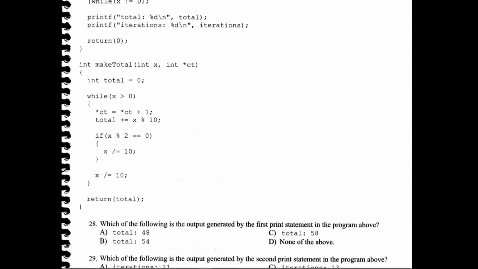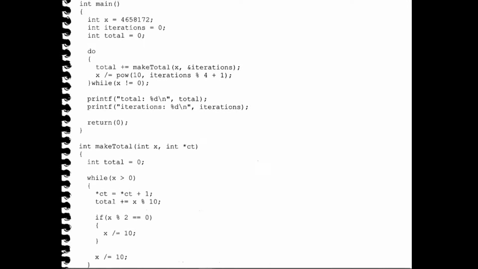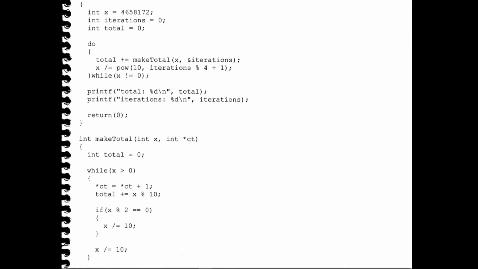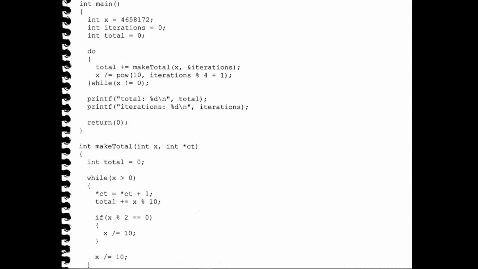There's another set of code here, and it's asking, what is the output generated by the first print statement in the program above? Here, again, there is a bit of code. We're probably going to want to have some tracking tables in this problem. We can see that we have a do while in the main function and then a while loop in the actual make total function. So we're going to have to plow through this.